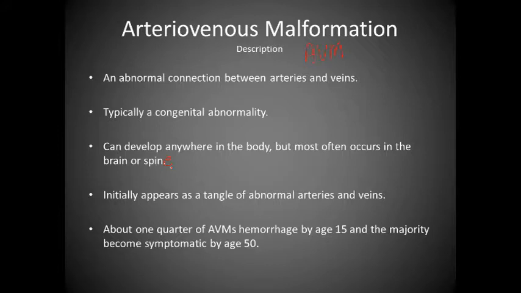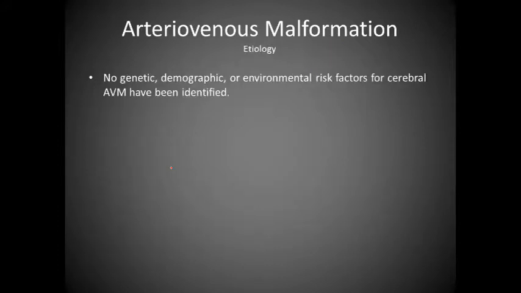Initially, it appears as a tangle of abnormal arteries and vessels, and about 1/4 of AVMs hemorrhage by age 15, and the majority become symptomatic by the age of 50. And so AVMs are not something that just exist in the body and never cause any problems, but over the course of time, as the body gets some wear and tear on it, it will become quite problematic.